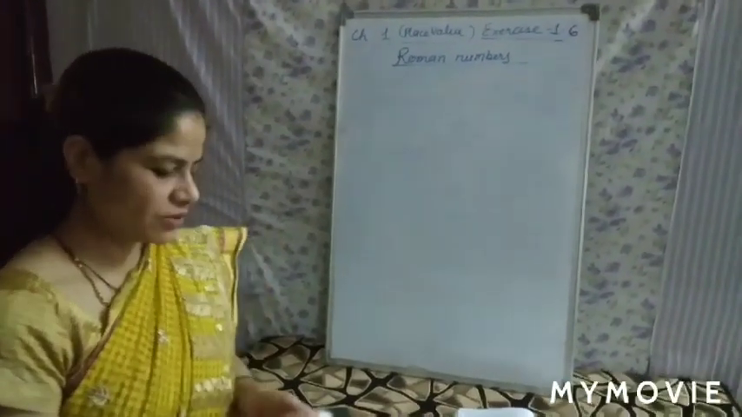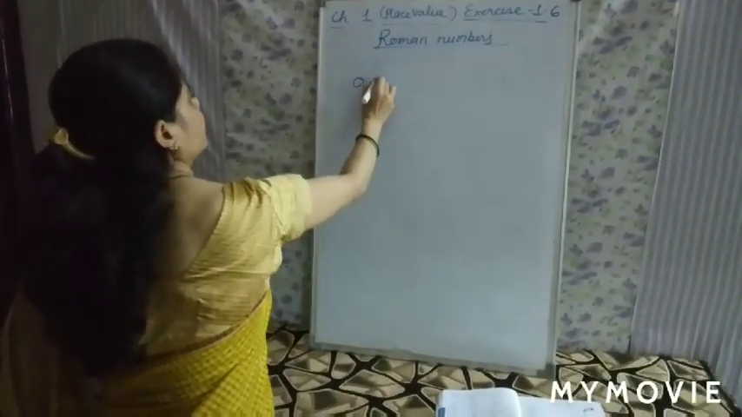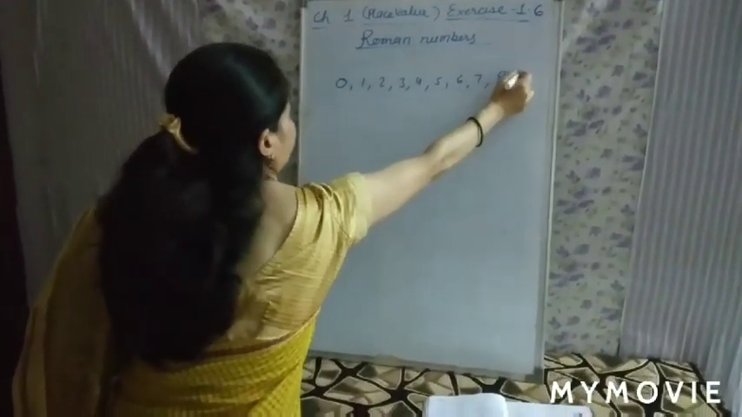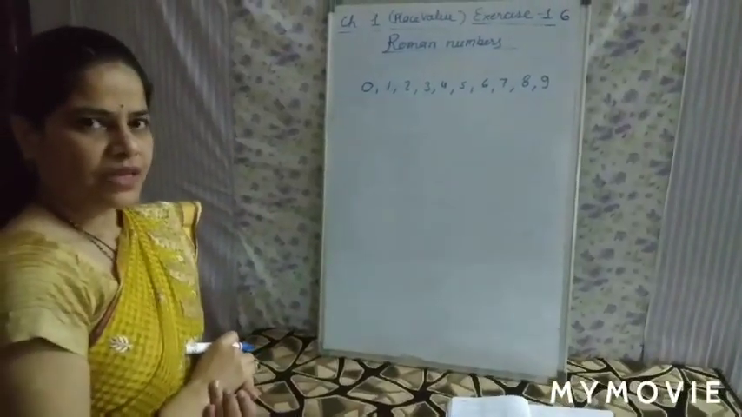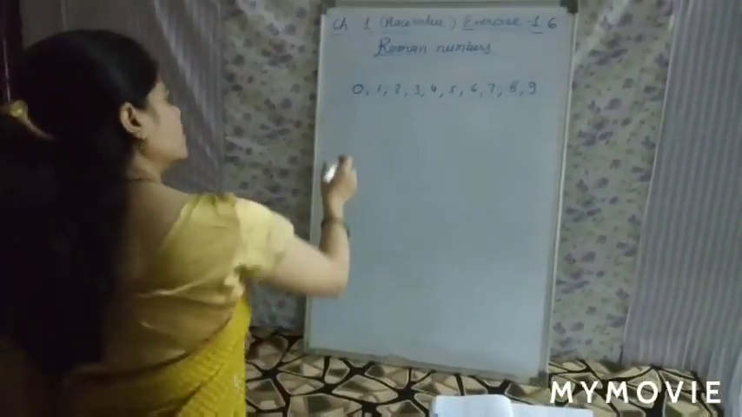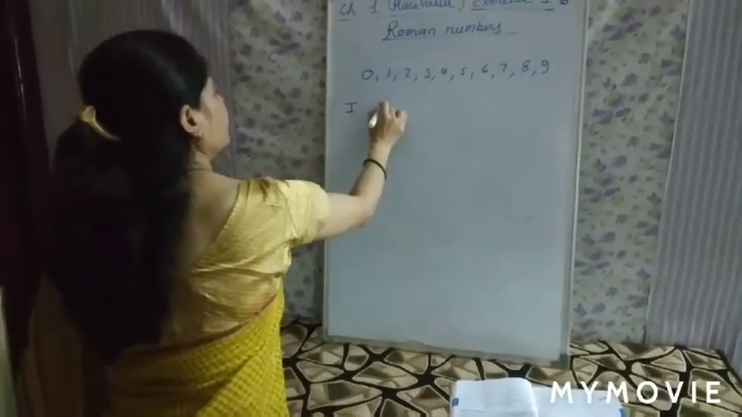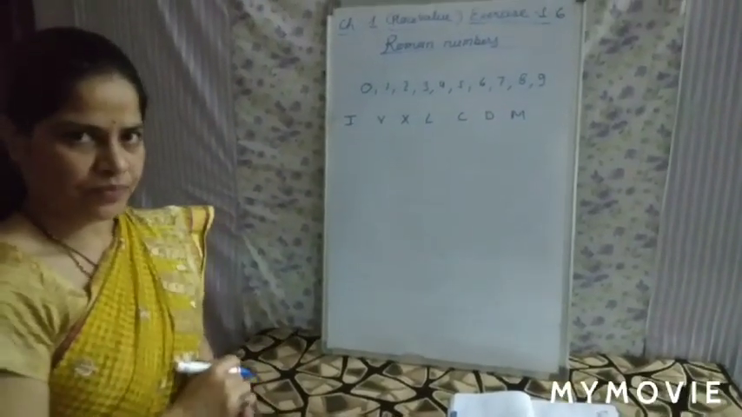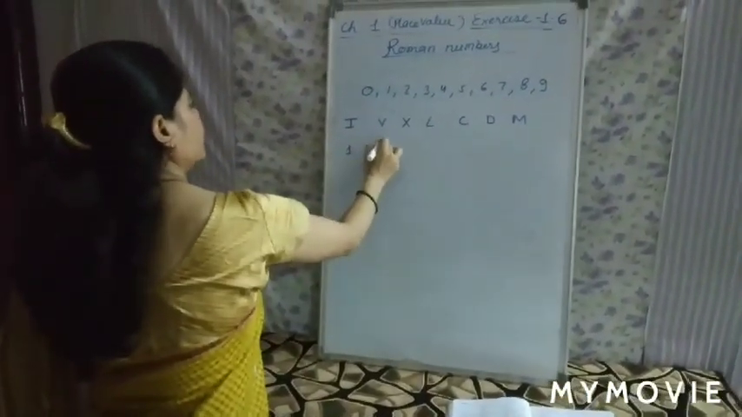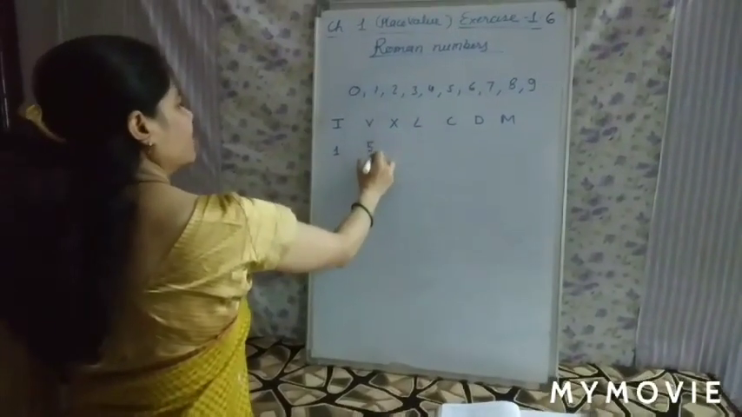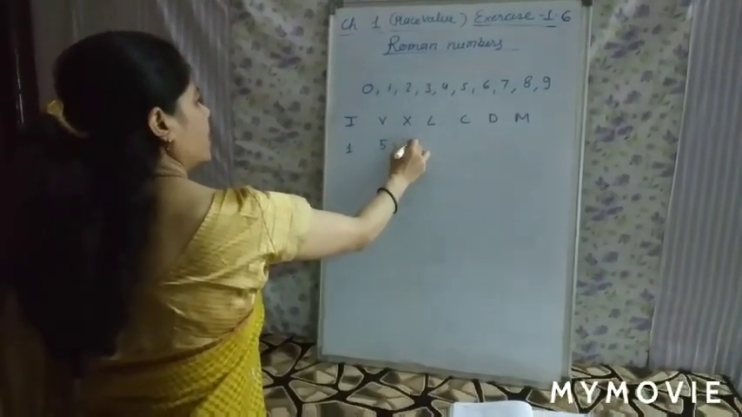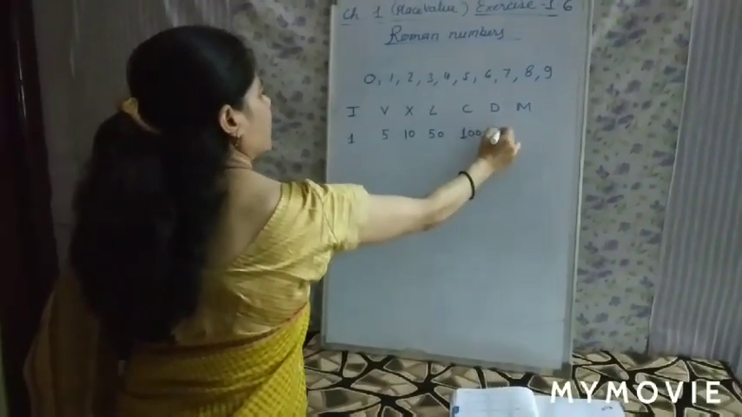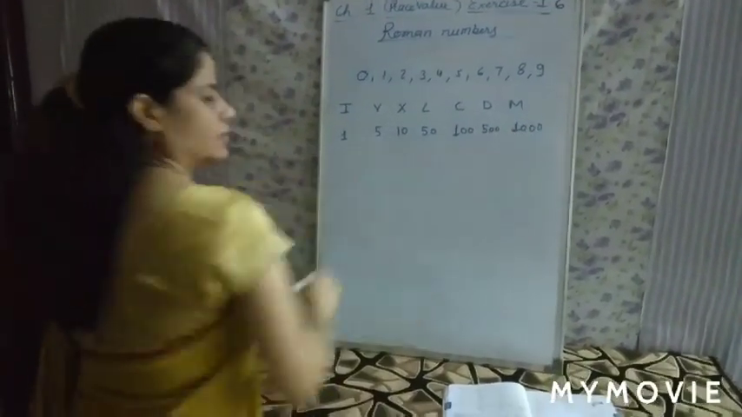Dear students, we are using the digits 0, 1, 2, 3, 4, 5, 6, 7, 8 and 9 to form any numbers. Long ago, Romans used the letters I, V, X, L, C, D, M to form any number. Here, I stands for 1, V stands for 5, X stands for 10, L for 50, C for 100, D for 500 and M for 1000.